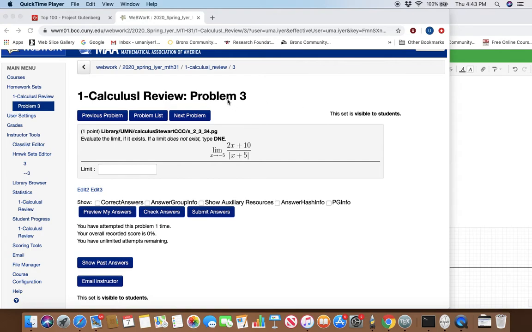Back. Problem 3. Evaluate the limit if it exists. If the limit does not exist, type DNE, does not exist. Limit x approaching -5, 2x plus 10 over absolute value x plus 5. Absolute value always should tell you that the left hand limit and right hand limit need to be checked. Okay, let's see what this means.